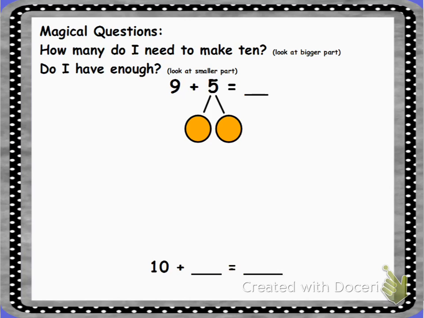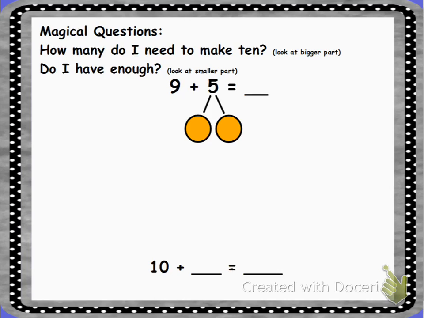Now, we have magical questions. First one is, how many do I need to make 10? So we have to look at the bigger part. Then the second one is, do I have enough? So looking at 9, which is that bigger part, how many do I need to make 10? Well, we know we can count on. We know that 9, 10. We know that 9 needs one more. And then we look at that 5. Well, do I have enough? Can 5 give 1? Yes, 5 has more than enough to give 1 away.